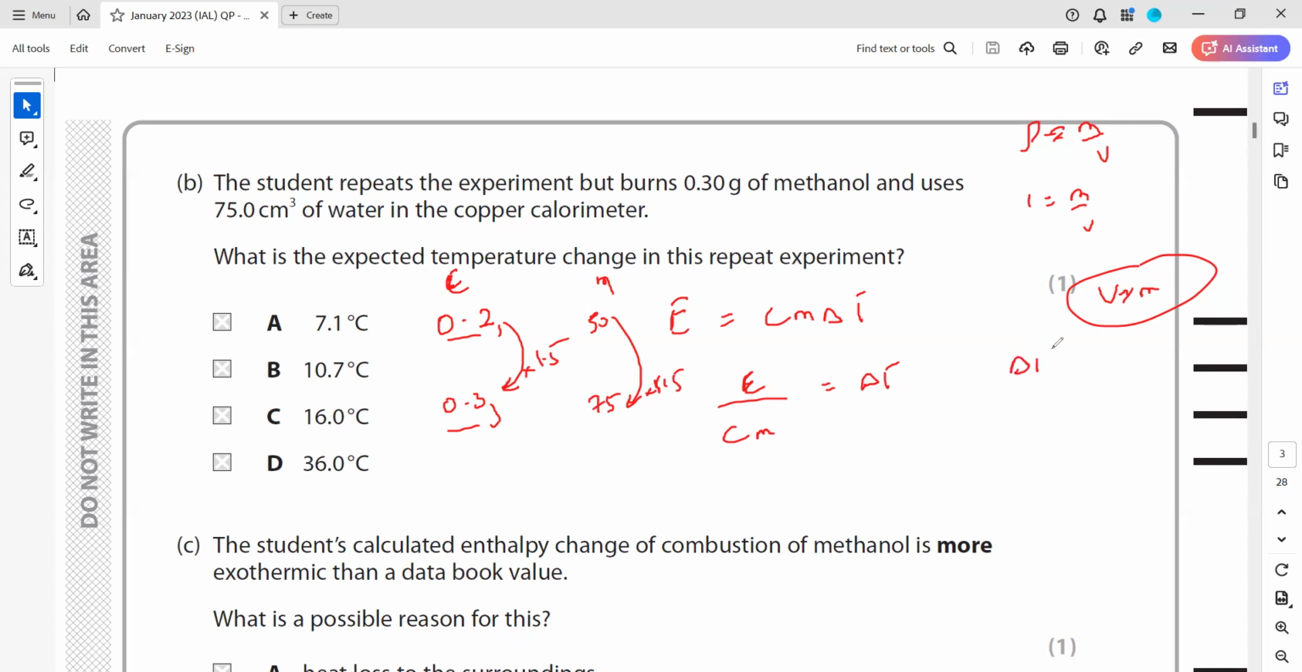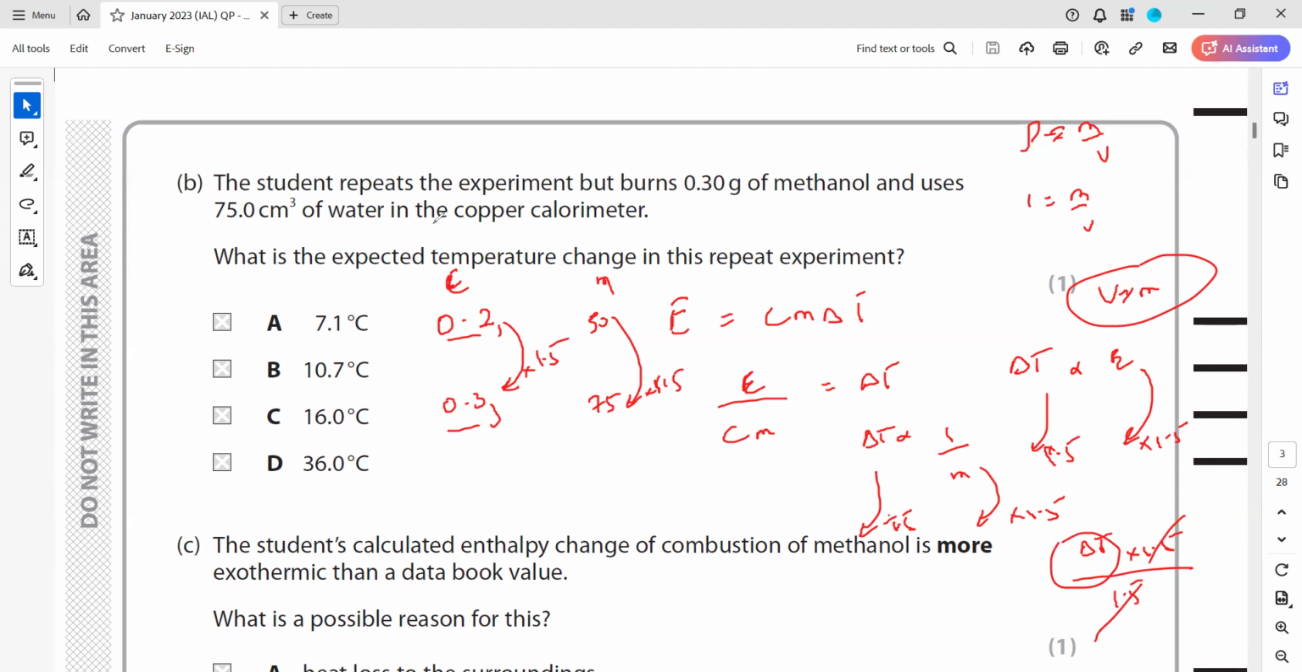So what is the relation of temperature change and energy? If energy is increased by 1.5, temperature change will be 1.5 times. And the relation between temperature change and mass is inverse. So if the mass has increased by 1.5, the temperature change will decrease by 1.5. Because of the change in energy, it has increased by 1.5, and because of the change in mass or volume, it has decreased by 1.5. So they both cancel out, and we'll have the same temperature change as in the original experiment. That's why C will be the right answer. Is it clear, this one? Part B.